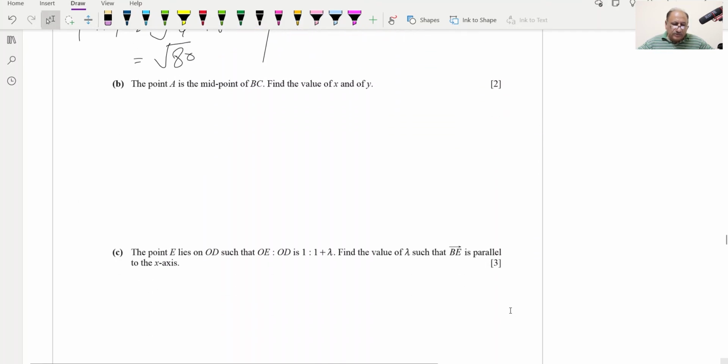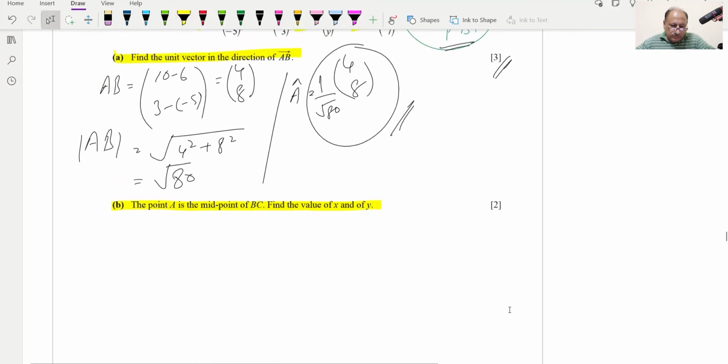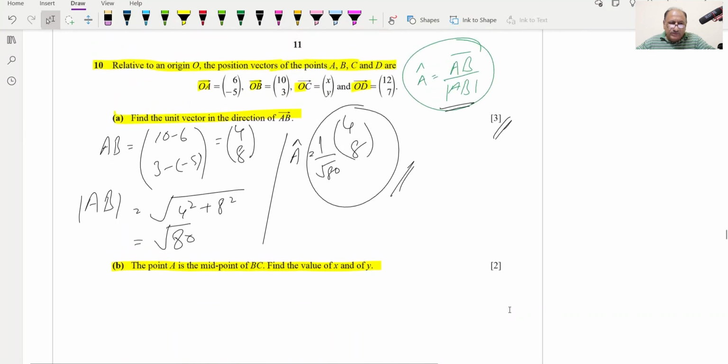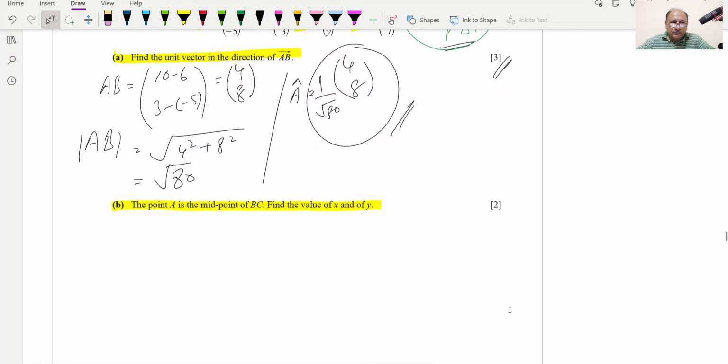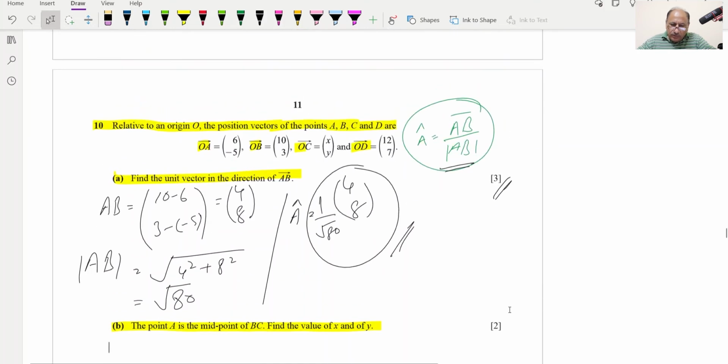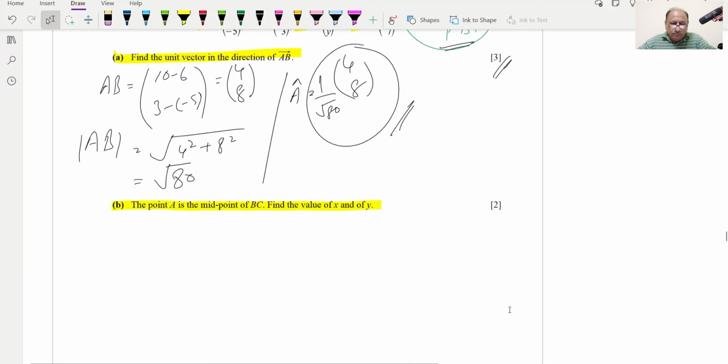And the B part, they're saying the point A is the midpoint of BC, find the value of x and y. So A is the midpoint of BC. A's coordinates are (6, -5).